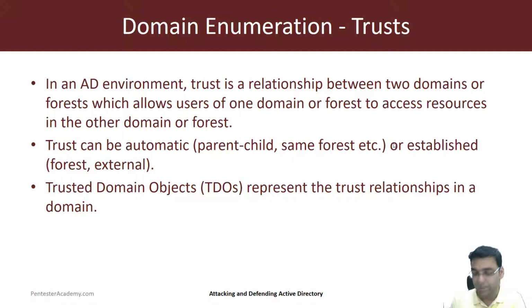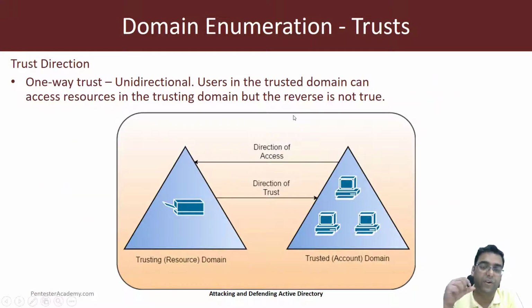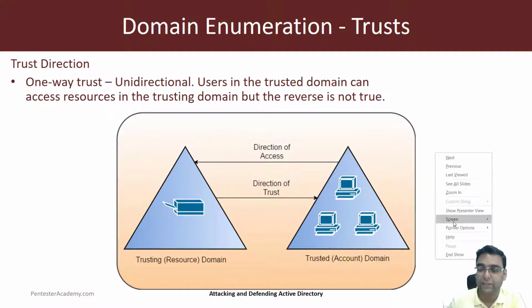Same goes for trusts. Before we start discussing types of trust, let's first understand the direction of trust. Please always keep in mind that the direction of access is reverse of the direction of trust. So for example, if this domain on the left has a one-way trust relationship with the domain on the right, then the direction of access would be opposite of it.